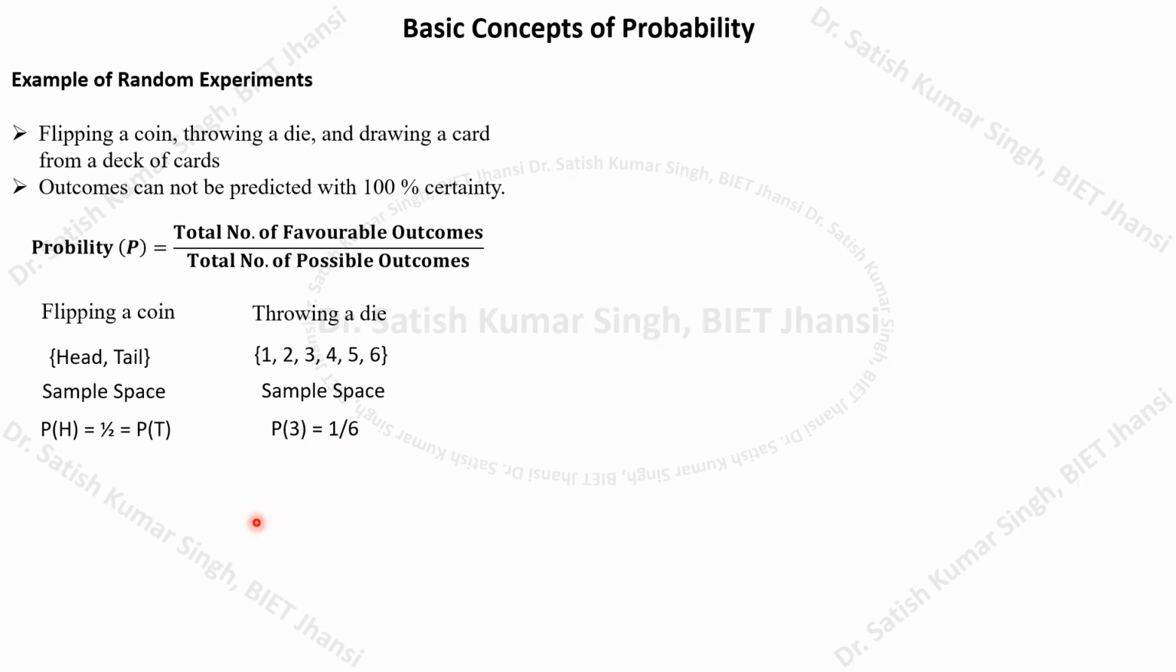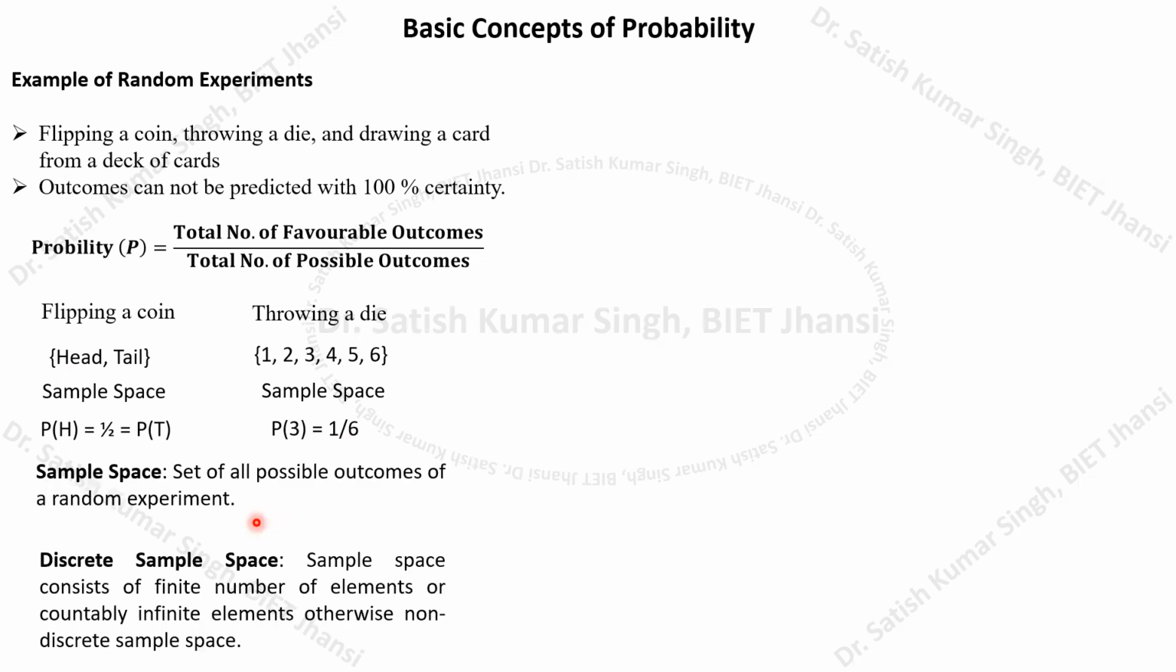Now you can see this definition of the sample space. The sample space is the set of all possible outcomes of a random experiment. Similarly, we can have a discrete sample space. What does a discrete sample space mean? In a discrete sample space, the sample space consists of a finite number of outcomes or elements, or a countably infinite number of elements. Otherwise, it is a non-discrete sample space. Here you can easily see that these outcomes are discrete, so this is nothing but a discrete sample space.